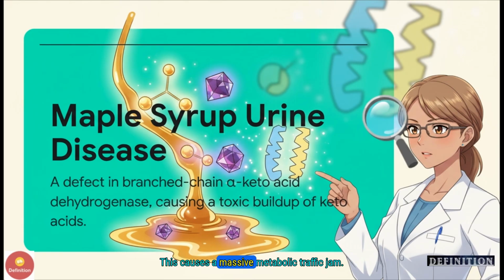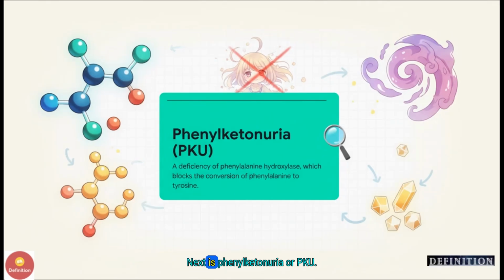This causes a massive metabolic traffic jam. You get a buildup of the keto acids from valine, leucine, and isoleucine, which are toxic, and, well, they give urine its characteristic sweet smell. Next is phenylketonuria, or PKU. Here, the enzyme that's supposed to convert phenylalanine to tyrosine is just missing. So phenylalanine gets shunted down this alternative pathway, creating toxic metabolites like phenylketones. These cause severe brain damage if the condition isn't caught and managed with a special diet right after birth.